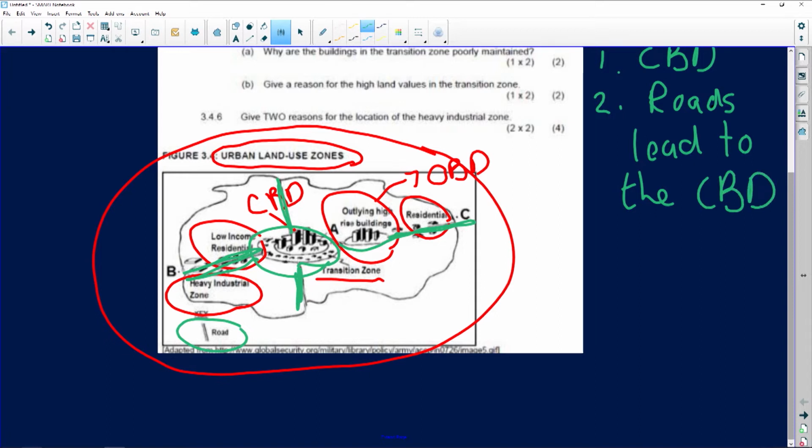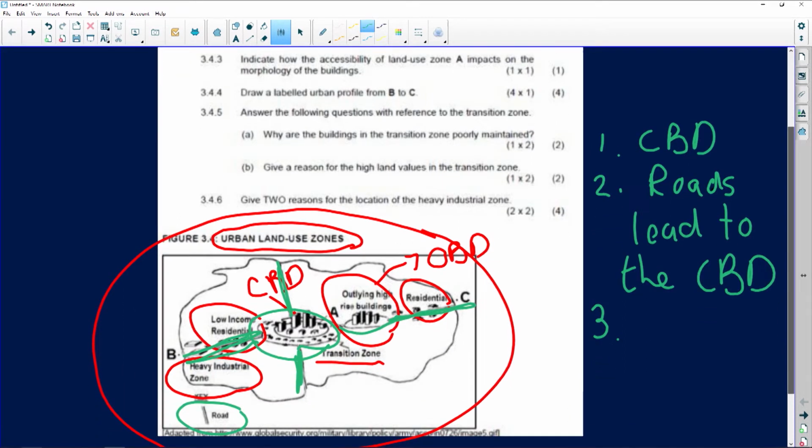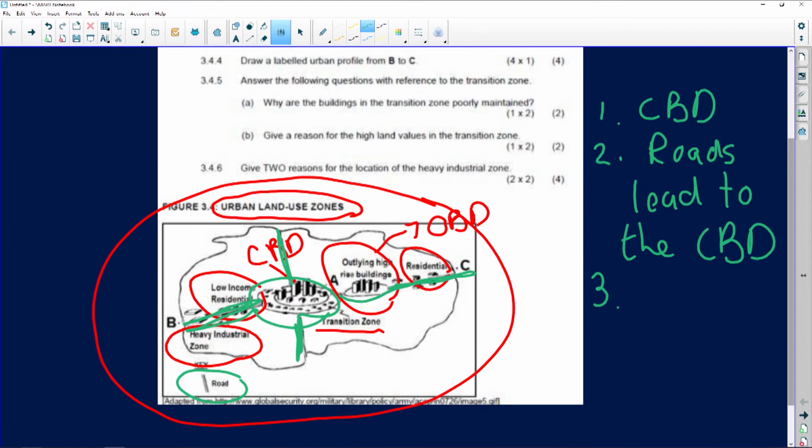Once again, we basically answered this question without even looking at the questions, because all the answers were right there in our diagram. Now, indicate how the accessibility of land use zone A impacts on the morphology of the buildings. Now, that's quite important. If we go back to our diagram, as you can see, the CBD consists of high-rise buildings. Now, when we look at the CBD, the property is most expensive over there.